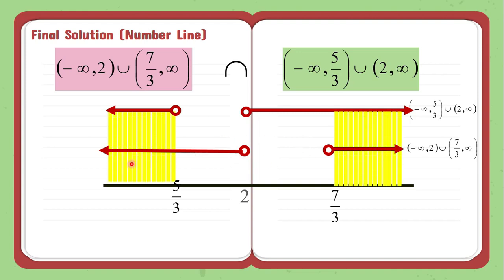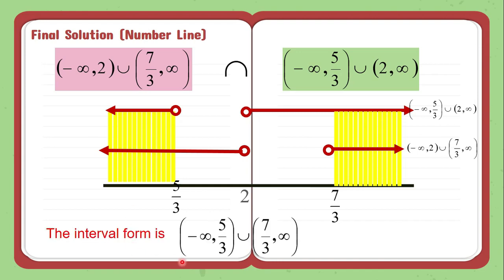Okay, so the final answer you want to write down. The interval form is an open interval negative infinity, 5/3, union 7/3, infinity.